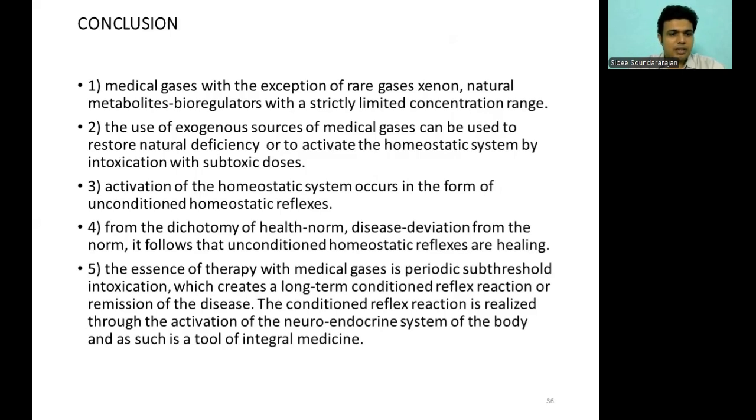From the dichotomy, the health norm, the disease deviation from the norm, it follows that the unconditioned homeostatic reflexes are healing. The essence of the therapy with medical gases is periodic subthreshold intoxication, which creates a long-term conditioned reflex, or remission of the disease. The conditioned reflex reaction is realized through the activation of the neuroendocrine system of the body and as such is a tool of integral medicine.